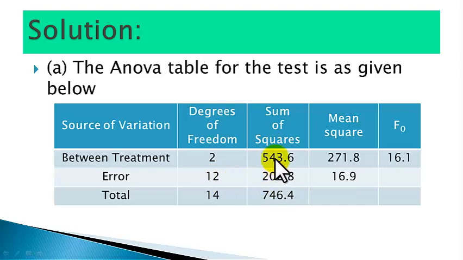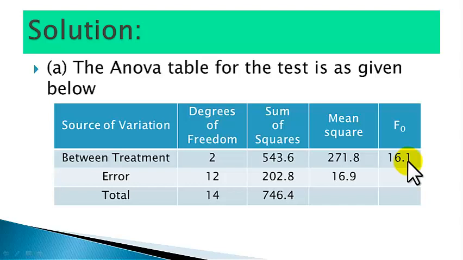These are the sums of squares. For treatment it is 543.6, for error it is 202.8, and for total it is 746.4. And these are the mean squares, which are obtained by dividing the sum of squares by the degrees of freedom. So for treatment, 543.6 divided by 2 will give us 271.8. For error, 202.8 divided by 12 is 16.9. Then the F statistic is obtained by dividing the mean square for treatment by the mean square for error, and that will give us 16.1.